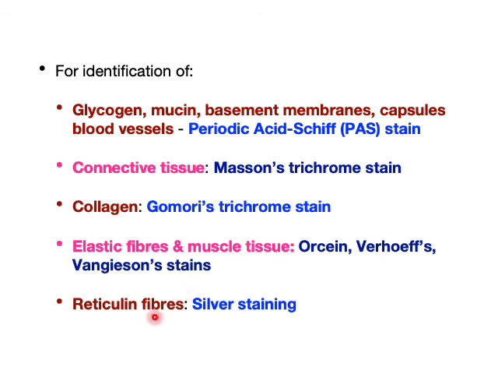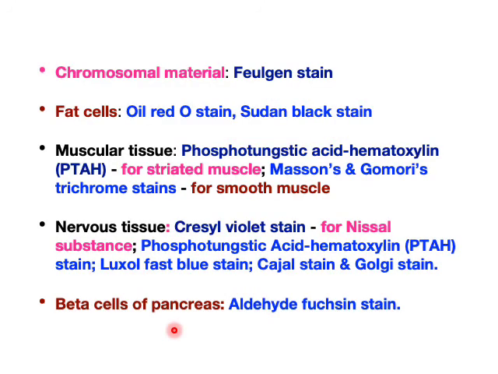For reticulin fibers, silver staining is used. For study of the chromosome material, Feulgen stain is used. For identifying the fat cells or adipose cells, Oil Red O stain or Sudan Black stain are best options. For muscular tissue, phosphotungstic acid hematoxylin, that is PTAH. For striated muscle and for smooth muscle, Masson's and Gomori's trichrome stains are best.